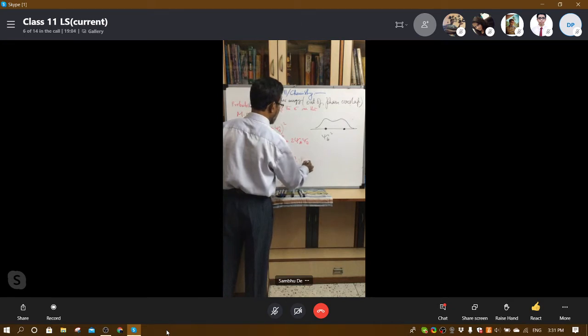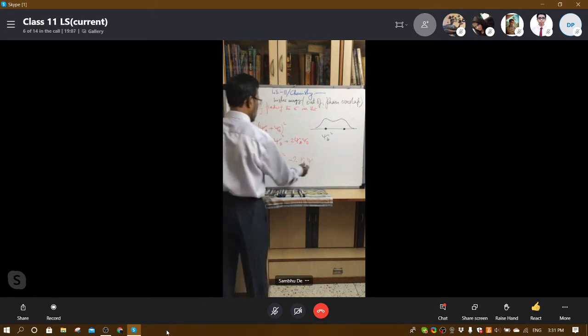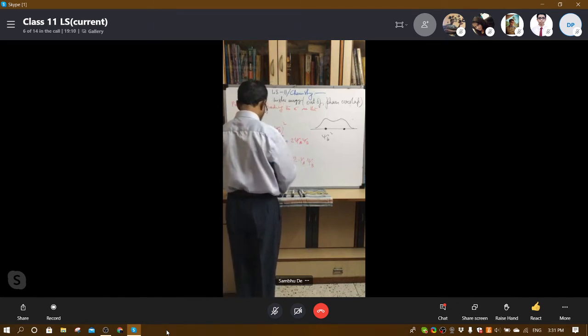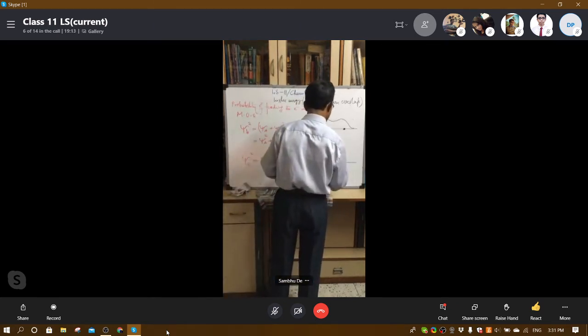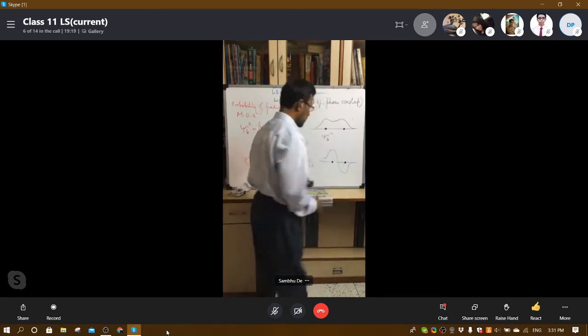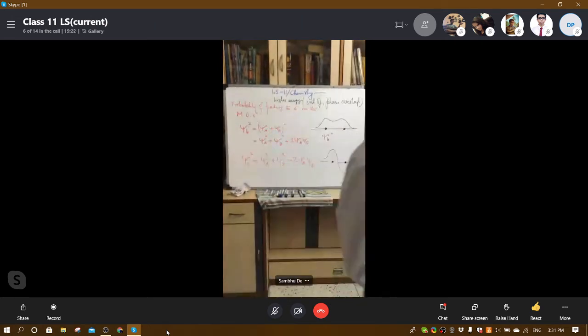2 psi A into psi B. And the representation is like this, a very strange representation. If this is one nucleus, this is another nucleus, then the electron cloud will be somewhat like this. In between the two nuclei, the electron cloud is cutting the axis, which means there is no electron density at that point. There will be a nodal plane. So that is what the antibonding orbital electron cloud looks like in terms of psi A psi B square.